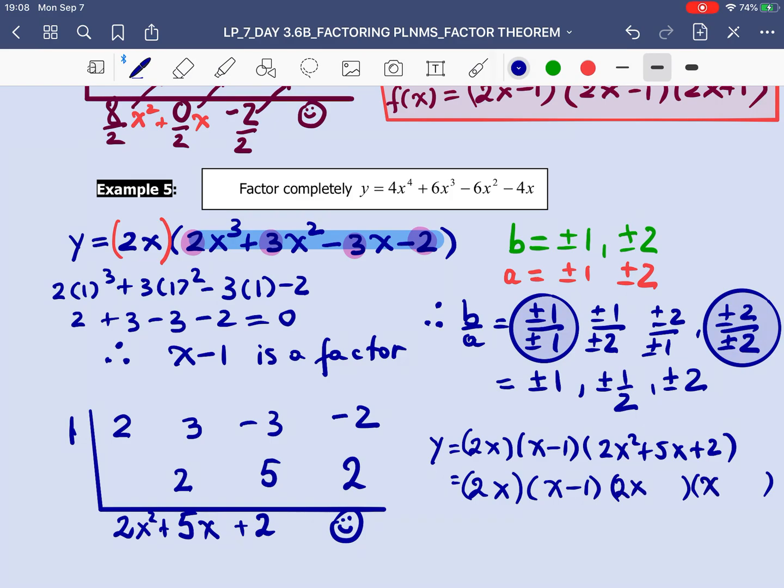So we have 2x and x. We don't need the factor theorem for that. And here we'll go plus 2 and then plus 1. That will make a sum of 5. And with this, we have factored the given polynomial.